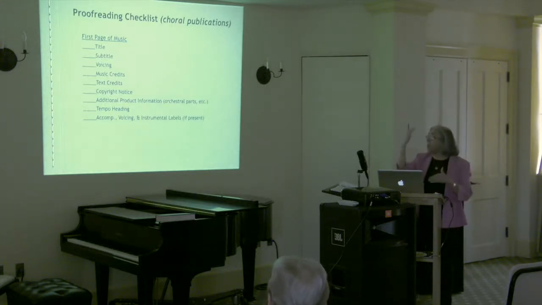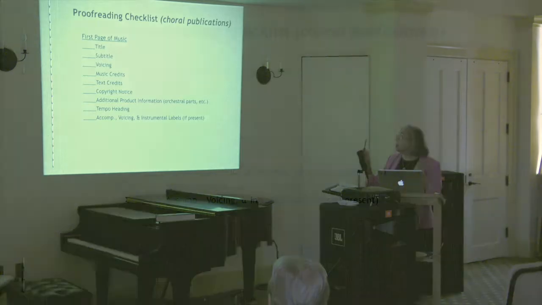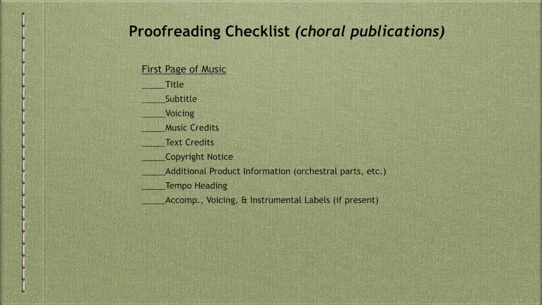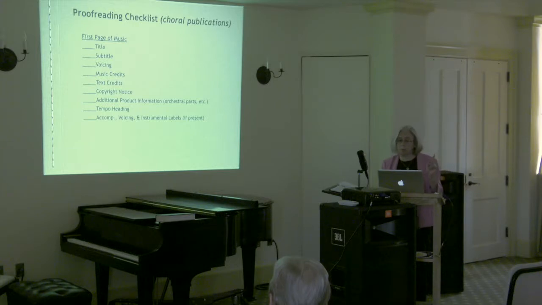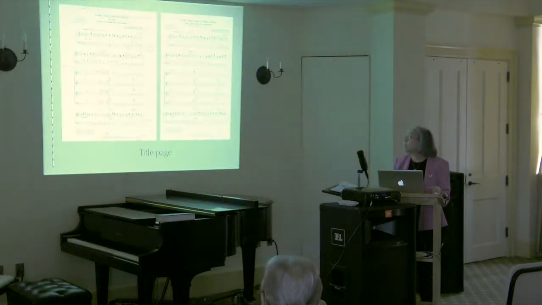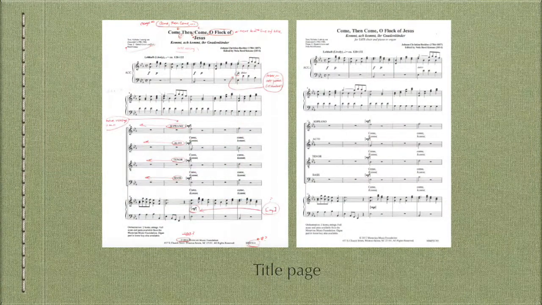So this is part of that extensive proofreading checklist. There are certain things we look for on different pages. These are the things we look for on the first page of music, and we'll see a little more on the next slide. Title, subtitle, voicing, credits, music credits, text credits, copyright notice, the number, additional product information, tempo headings, etc.